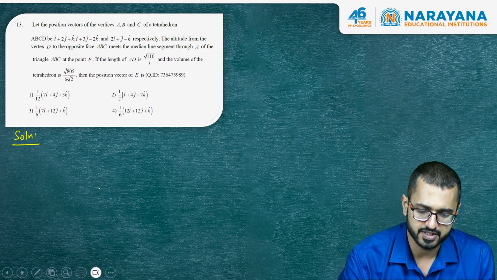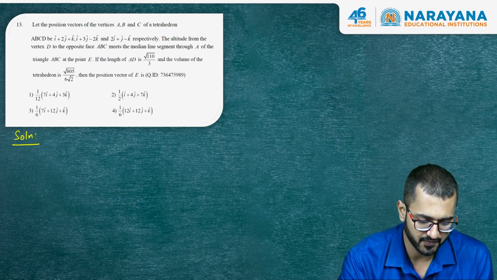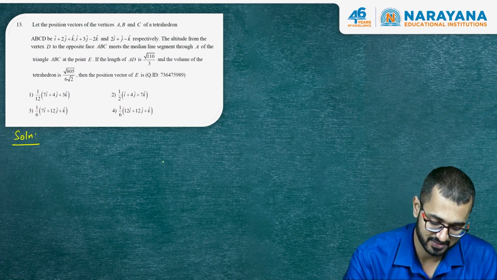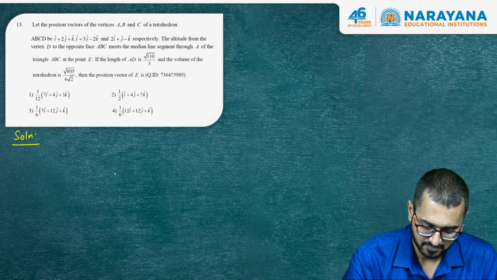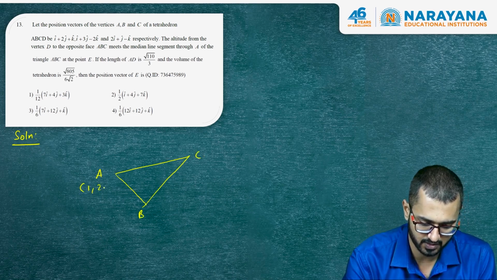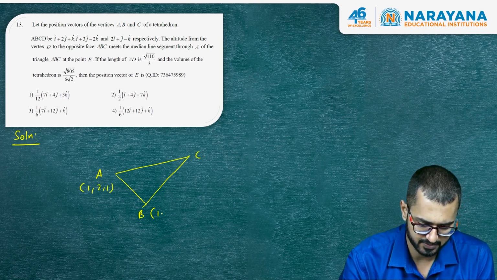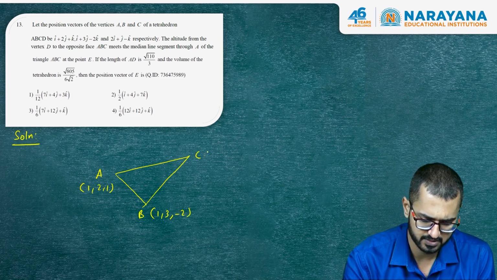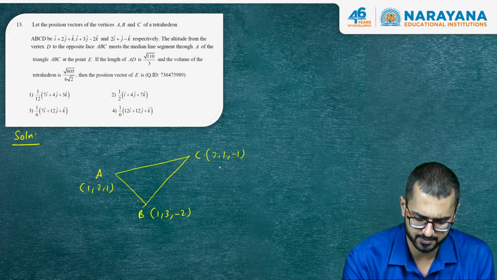So it's given to be a tetrahedron, and the vertices are given to be A, B, C, D. So yes, we have no problem. Let's draw it. So we can take this A, and here is my B. This is C. So vertex A is given to be (1, 2, 1), B is given to be (1, 3, -2), and C is given to be (2, 1, -1).